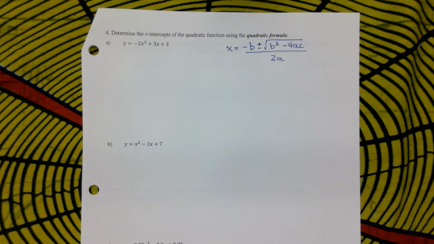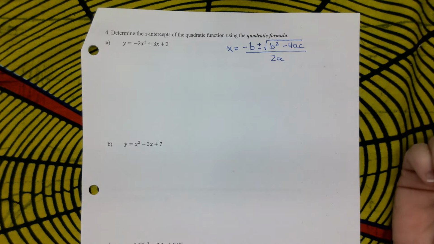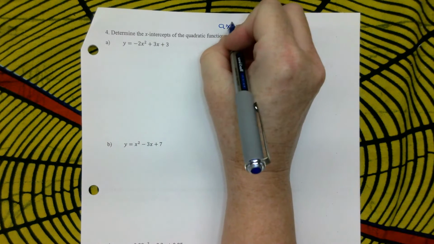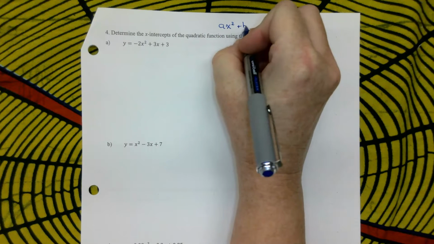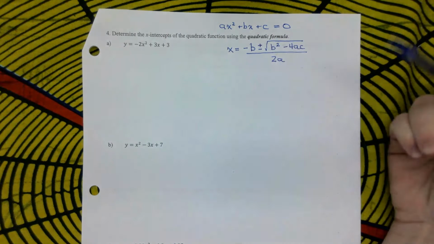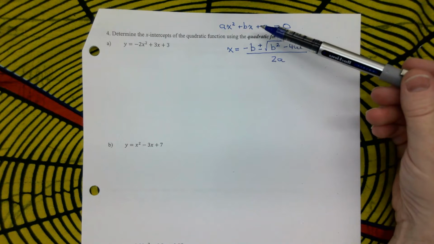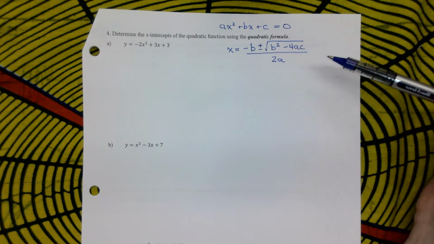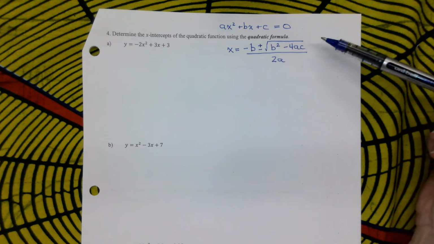Video on how to use the quadratic formula. So if you remember from class, we talked about the quadratic formula as a way to solve an equation. So if we have an equation, ax squared plus bx plus c equals 0, we can solve for x by using the formula x equals negative b plus or minus the square root of b squared minus 4ac, all of it over 2a.